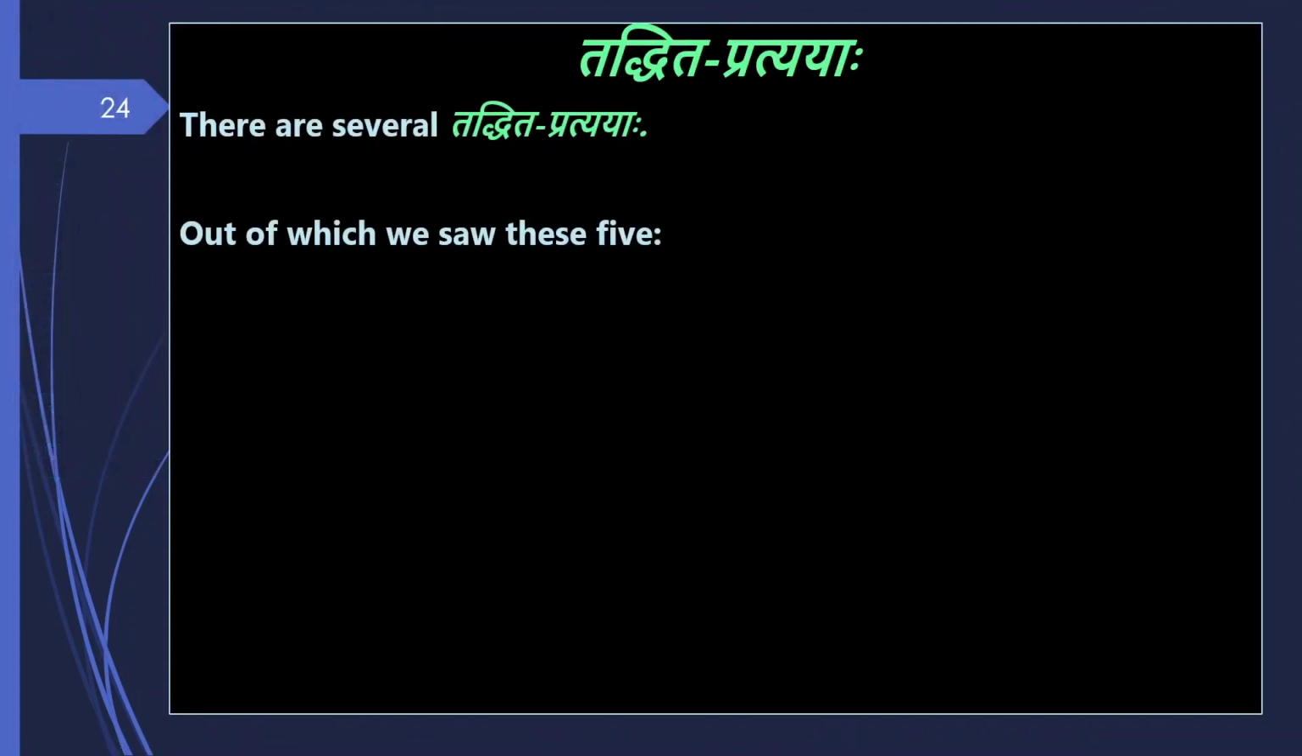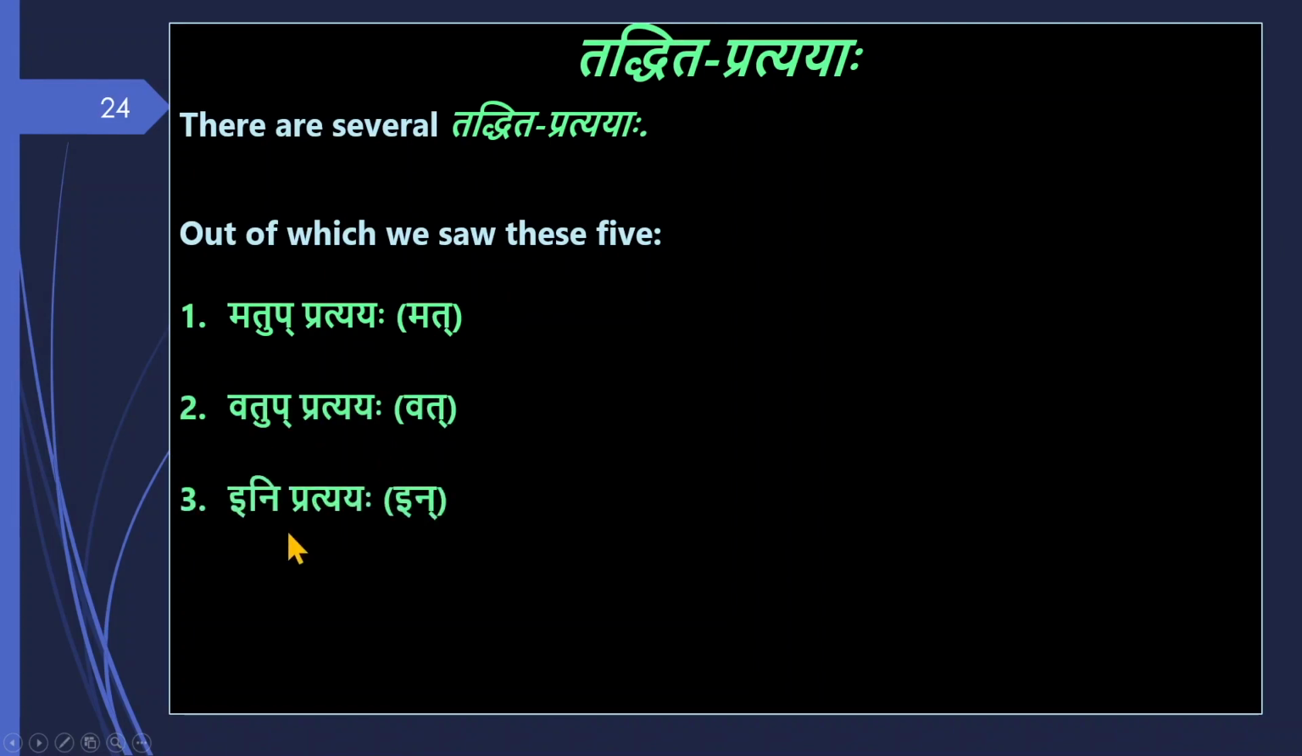So, there are several other Taddhita Pratyayas, out of which we saw only these 5: Matu Pratyaya, mat; Vatu Pratyaya, vat; Ini Pratyaya, in; Tva and tal Pratyayas, these 2 Pratyayas; and then the thak Pratyaya.